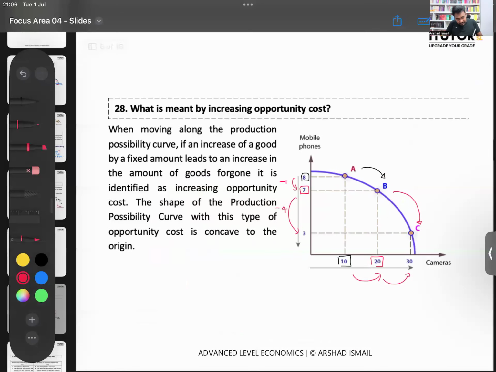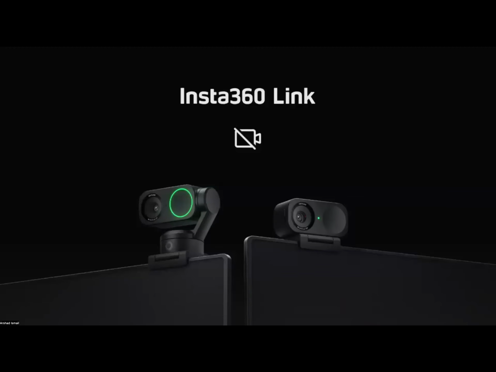Now, we will do the same calculation here. Can you all calculate the marginal opportunity cost when going from A to B? What is the foregone? Marginal means for 1 extra unit. Usually when you say opportunity cost, you're talking about totals. Marginal means for 1 extra unit. So when going from A to B, what are you foregoing? You're foregoing 1 mobile phone. So foregone 1. What are you gaining? You're gaining 10 cameras.